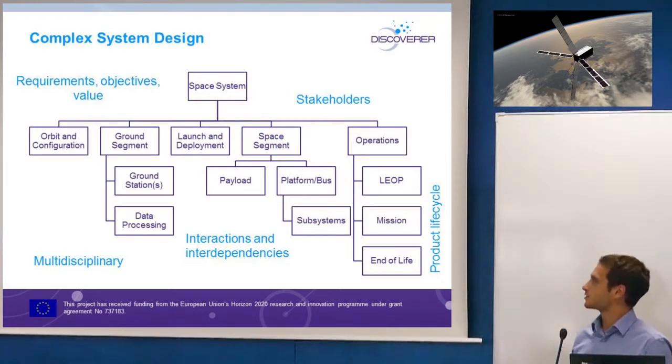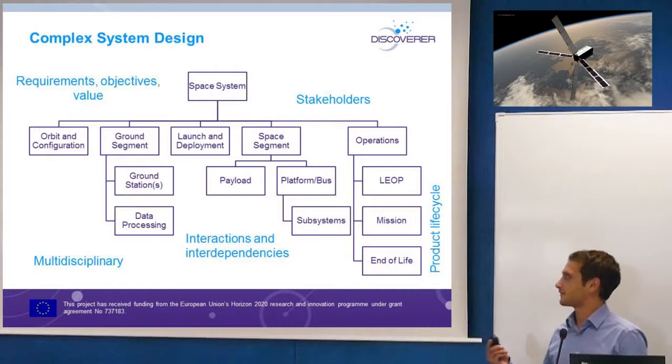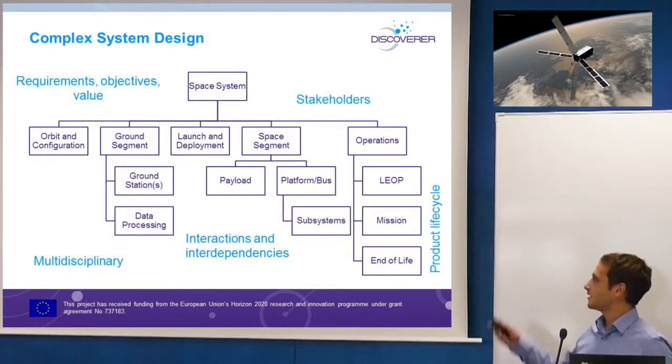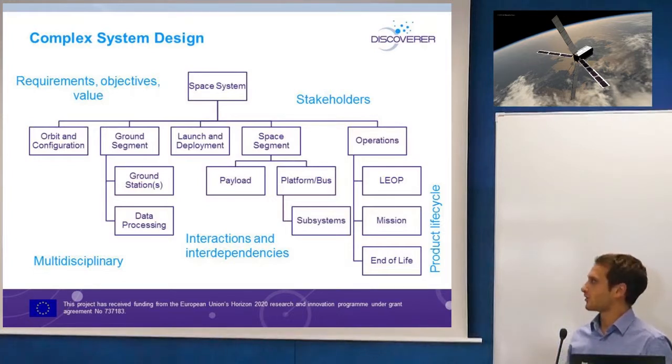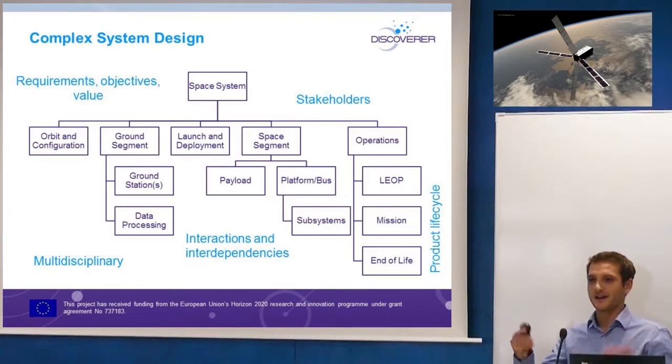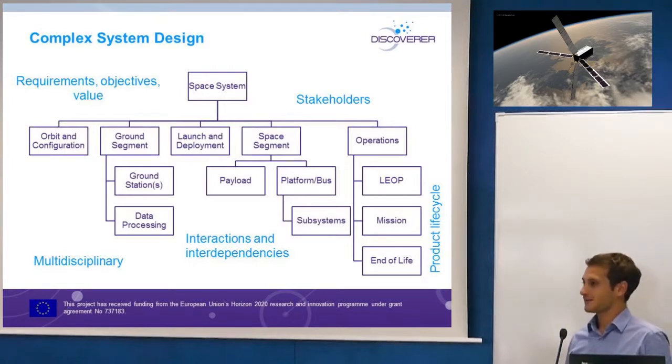So this doesn't just mean the operations, but we might look at the manufacturing or even down to the component suppliers. We have interactions or dependencies between different subsystems, between the payload. So there's lots of cross-links all across this hierarchy. And of course, it's very multidisciplinary, if we can tell by everyone who's interested in the room here. We all come from very different backgrounds.